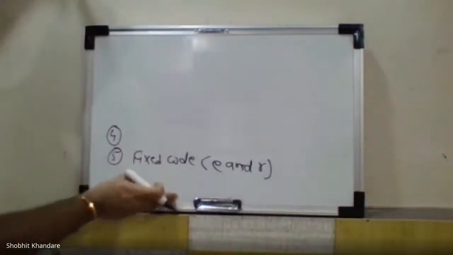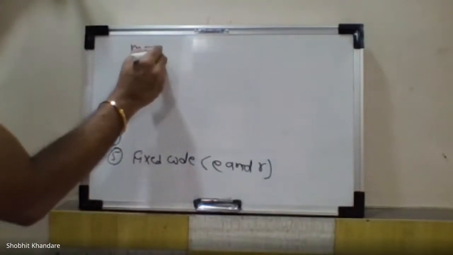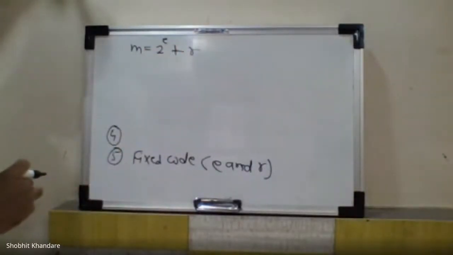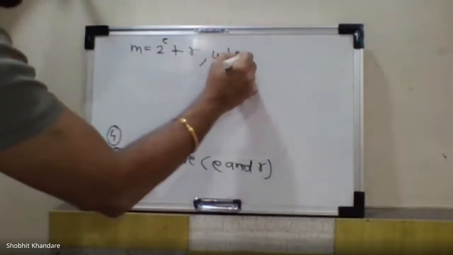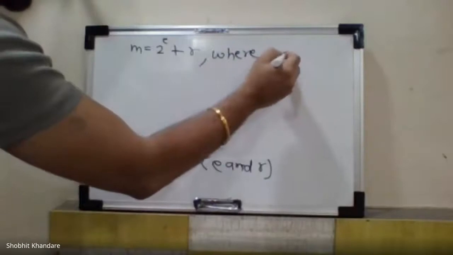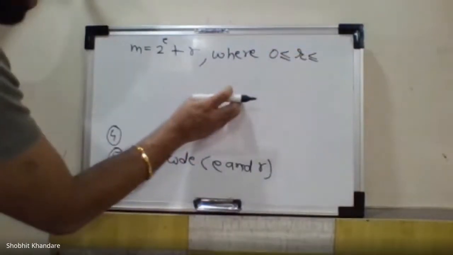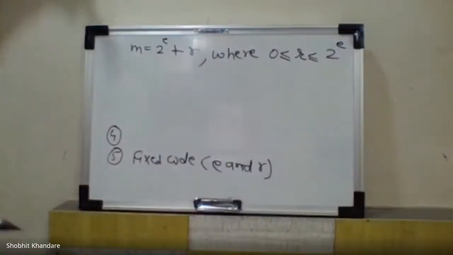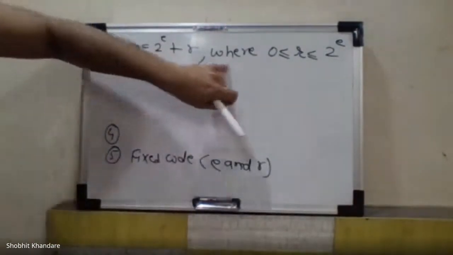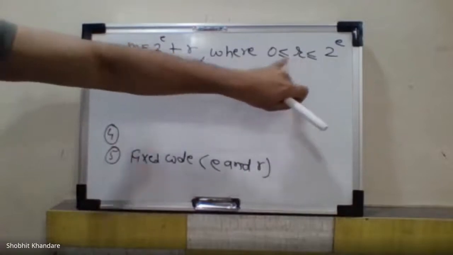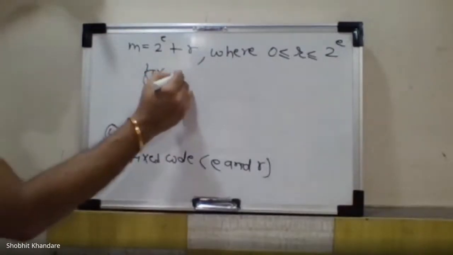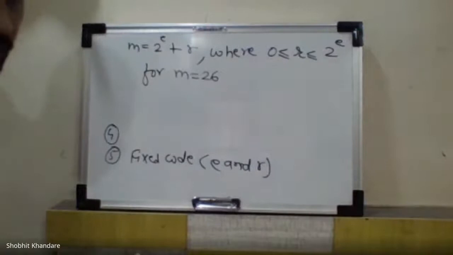Okay, so for that, in the same step, small m is equal to 2 to the power of E plus R, comma, where 0 is less than or equal to R, less than 2 to the power of E. R lies in between 0 and 2 to the power of E. For m is equal to 26.